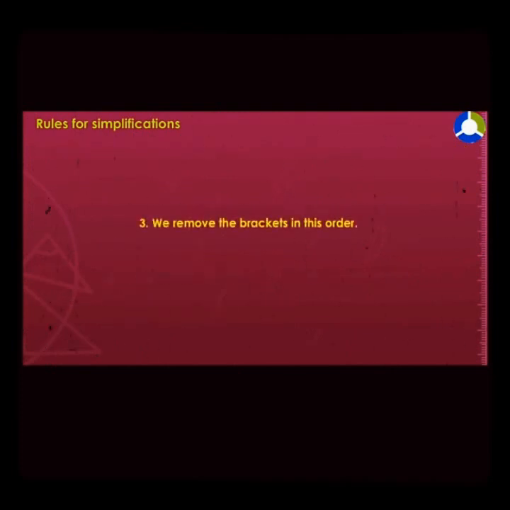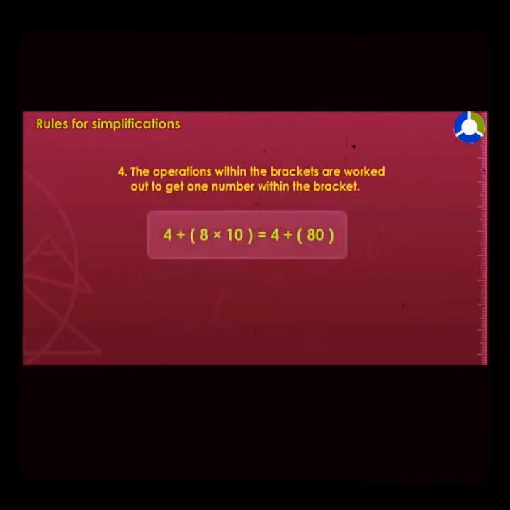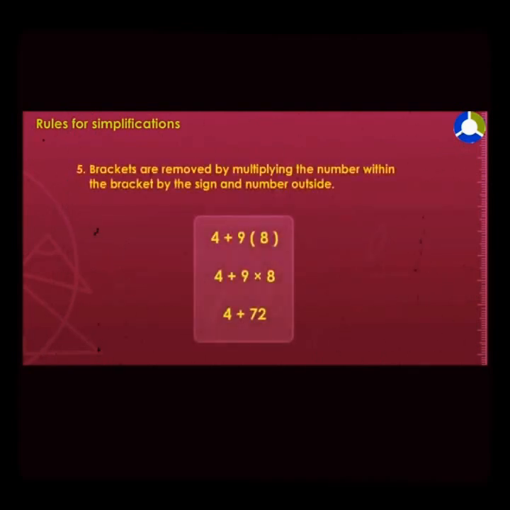3. We remove the brackets in this order: line bracket, round brackets, curly brackets and square brackets. 4. The operations within the brackets are worked out to get one number within the bracket. 5. Brackets are removed by multiplying the number within the bracket by the sign and number outside.